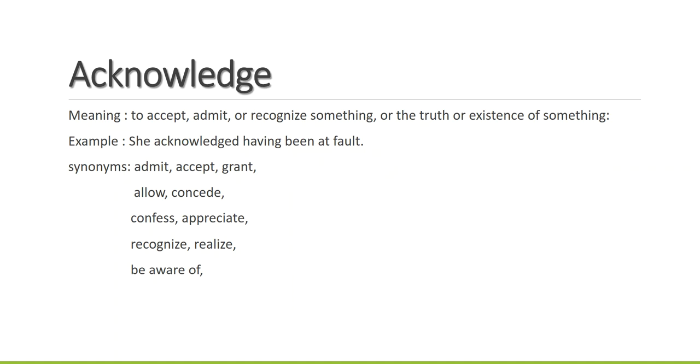And the next one is acknowledge. The meaning is to accept, admit or recognize something or the truth or existence of something. Example, she acknowledged having been at fault. Synonyms are admit, accept, grant, allow, concede, appreciate, recognize, realize, be aware of.